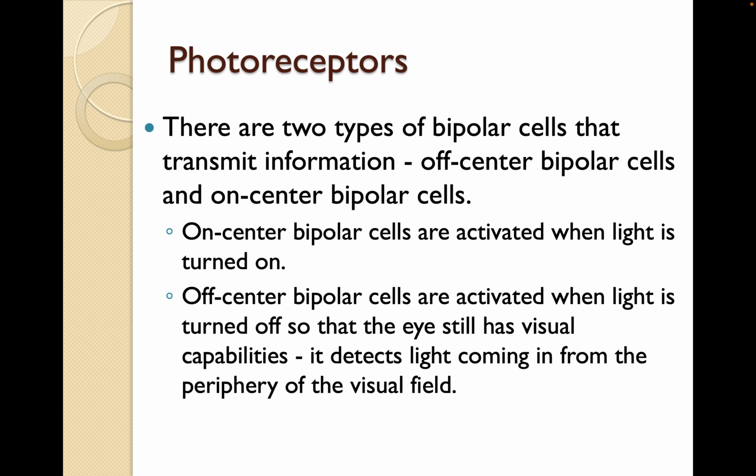There are two types of bipolar cells that transmit information: off-center bipolar cells and on-center bipolar cells. On-center bipolar cells are activated when light is turned on. Off-center bipolar cells are activated when light is turned off, so that the eye still has visual capabilities. It detects light coming in from the periphery of the visual field.